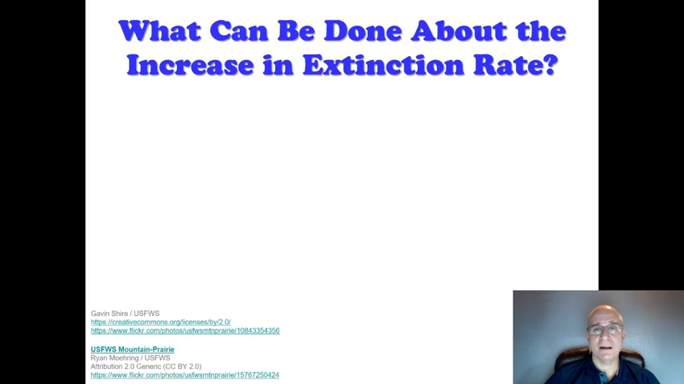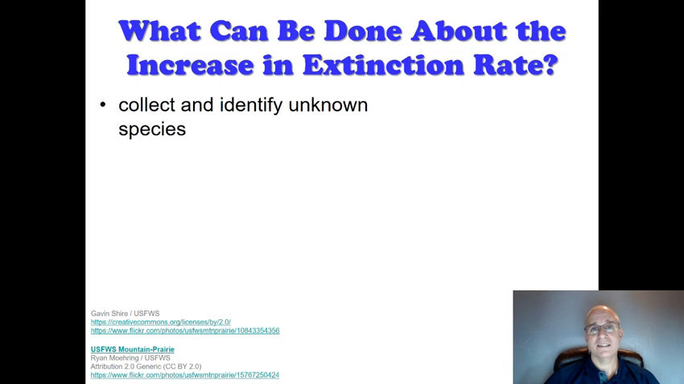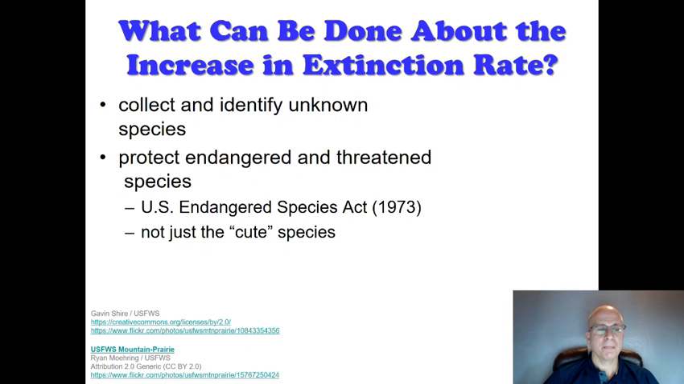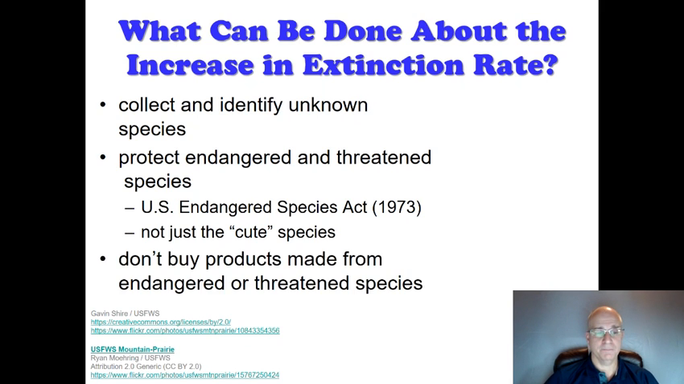So what can we do about this increase in extinction rate? Well, number one, there's still a lot of species out there, especially the little critters, that we don't know about. So collecting and identifying critters so we can document what's out there, and by knowing what's there, hopefully prevent their loss. We can also protect endangered and threatened species. And in 1973, a law called the Endangered Species Act was enacted in order to help protect species. The problem is that most of the money from the Endangered Species Act goes to protecting the big vertebrates like bears and bald eagles and the cute and cuddly species. And as a result, some of the smaller, less cuddly creatures are not getting the funding in order to be protected.